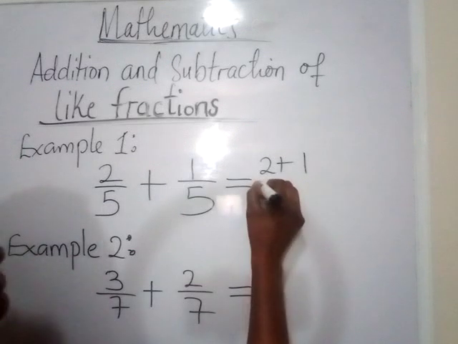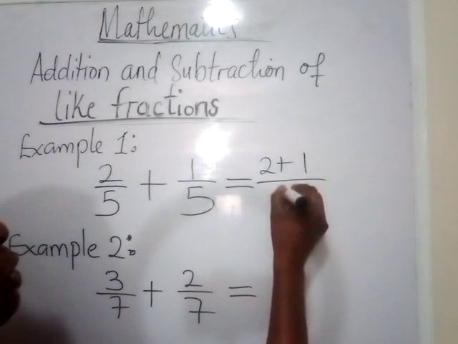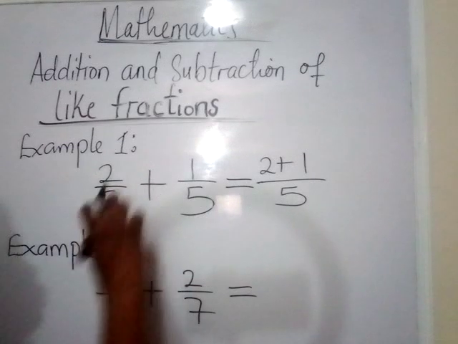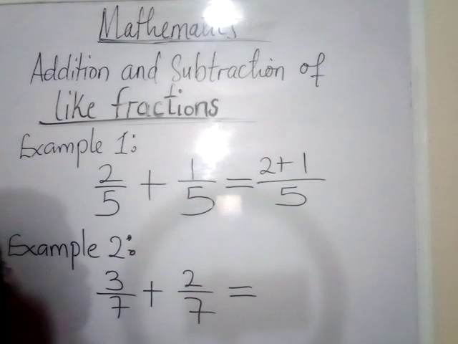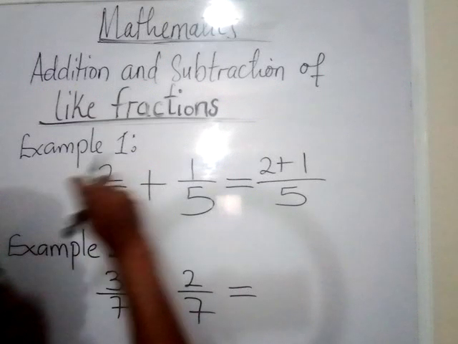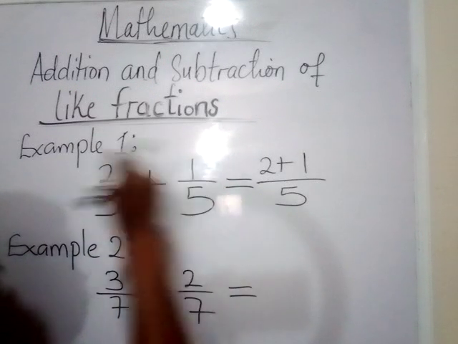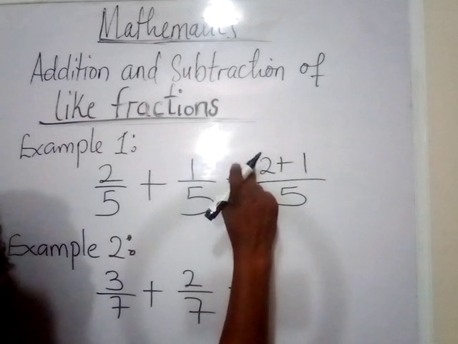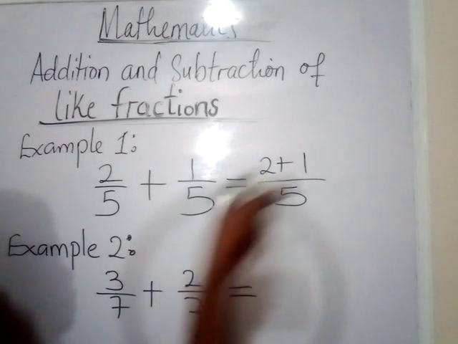You divide it, you write it over 5. I'm just trying to make it look easy for you to work with. Otherwise, you can just add directly from here. 2 plus 1, you get your answer, and then write the answer over 5. But if this helps, you can also write it like this.